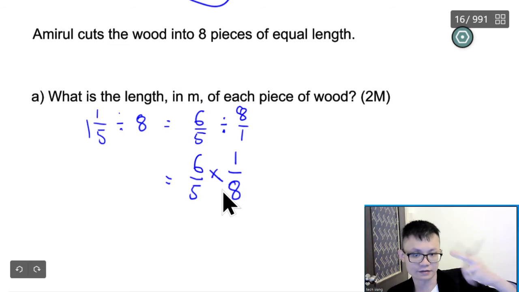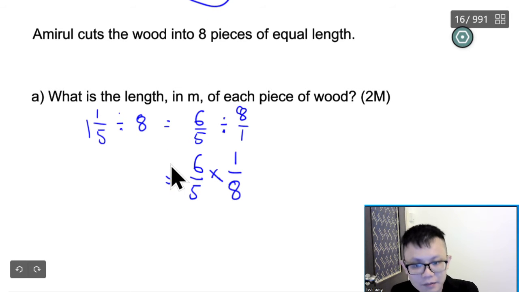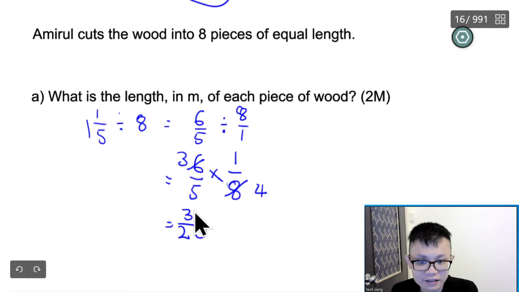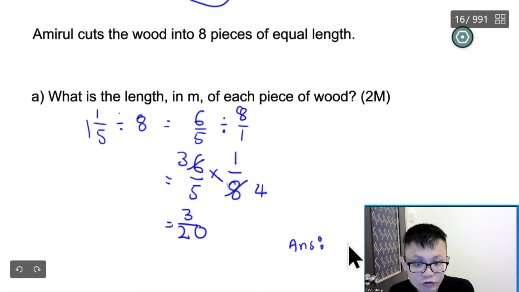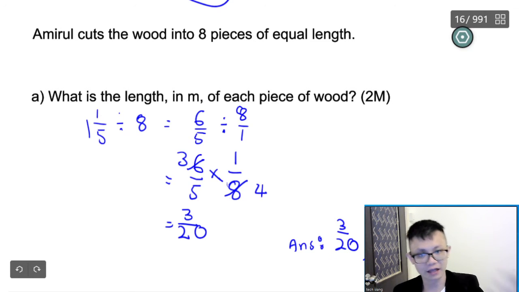Okay, after that, let's do some shortcut here first. Because this one can be divided, let us divide first. This one I divide by 2, I get 4. This one divided by 2, I get 3. So 3 times 1 is 3, and 5 times 4 is 20. So the answer will be 3 over 20 meter. Always remember to write the unit. If you don't write the unit, then you won't get the mark that you needed.